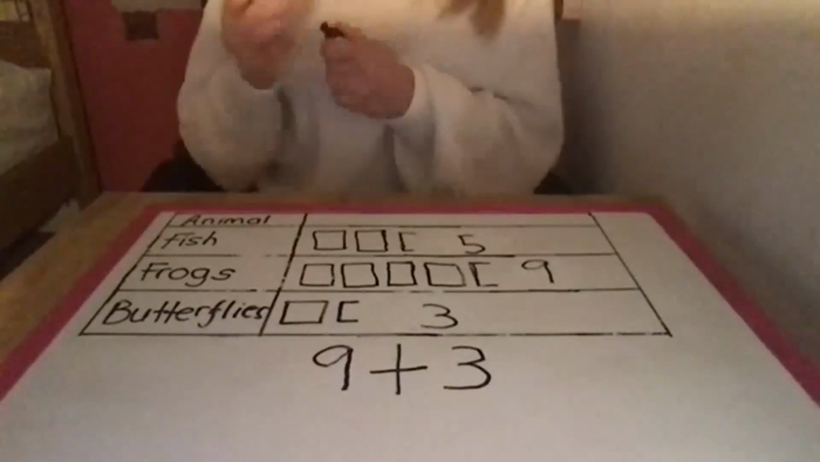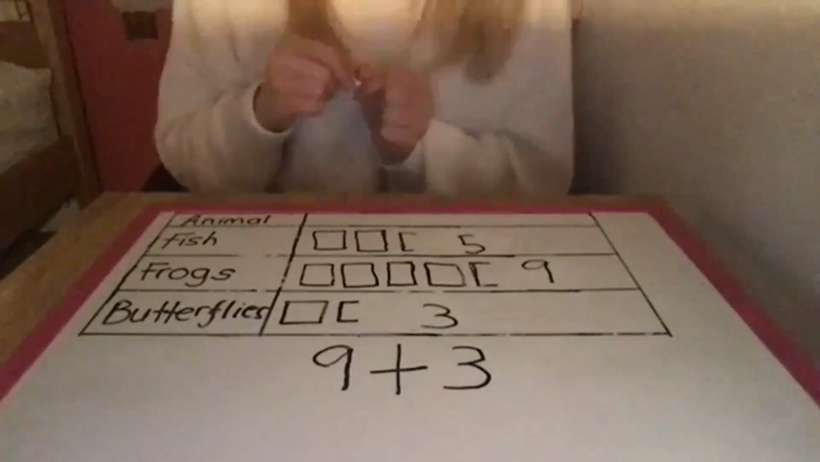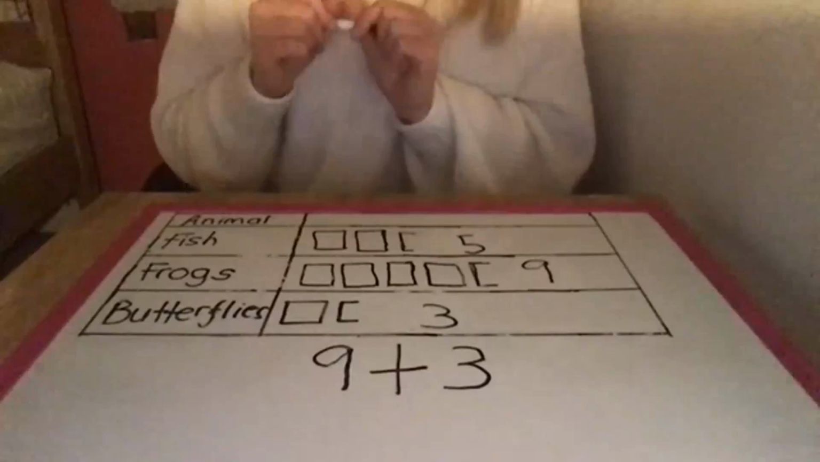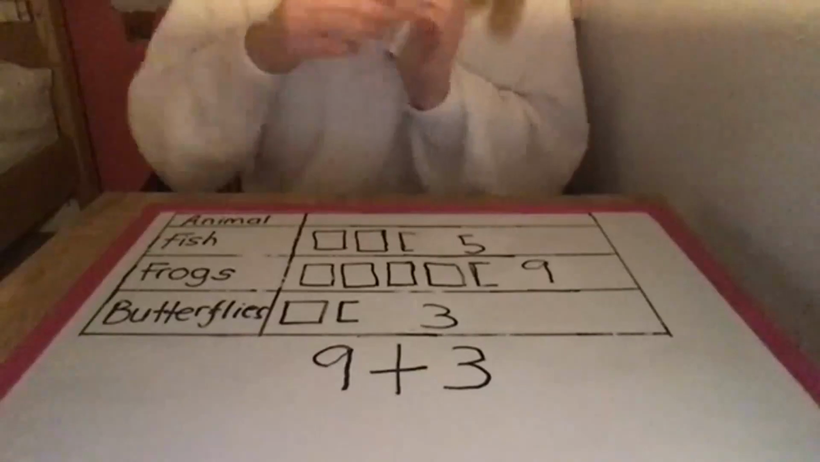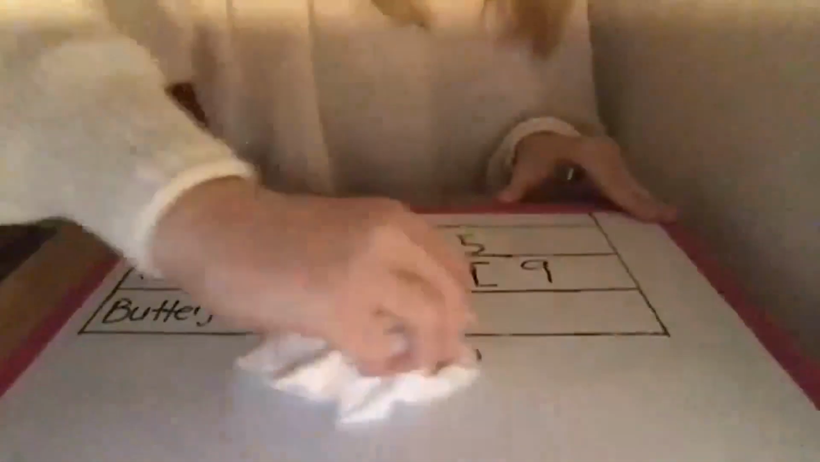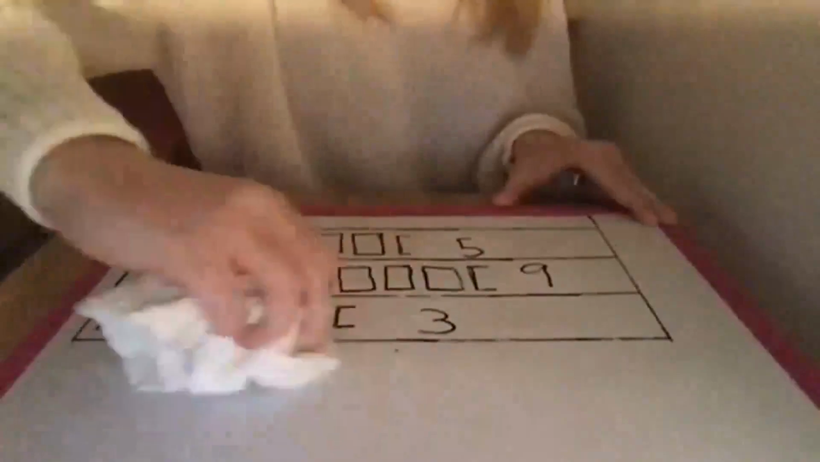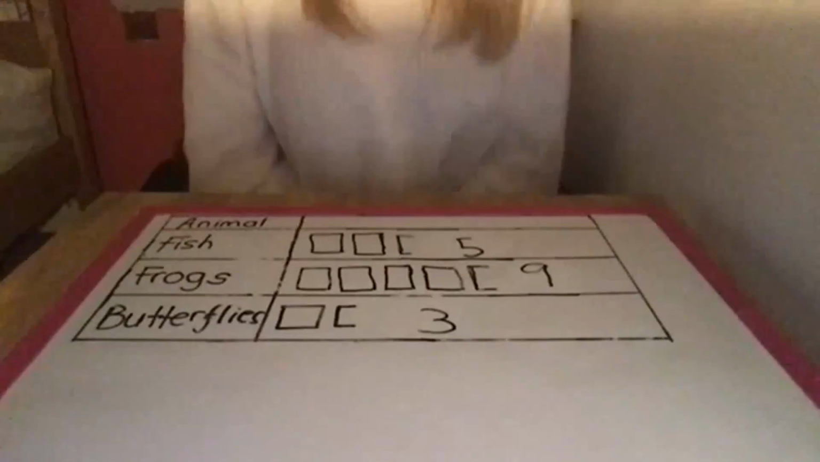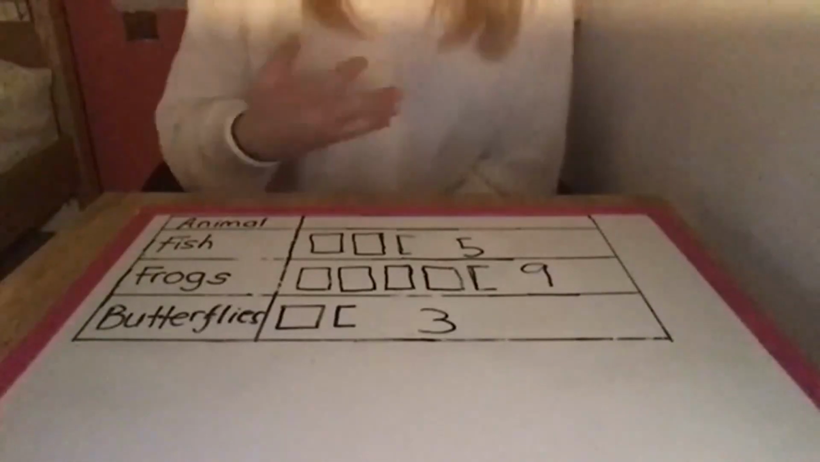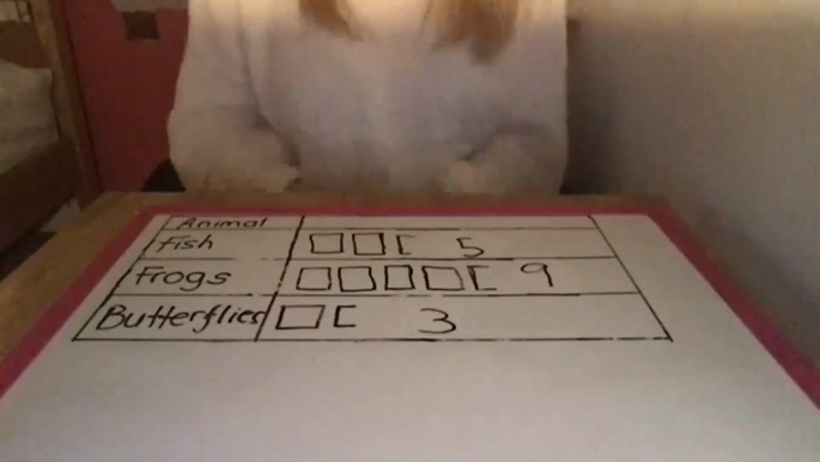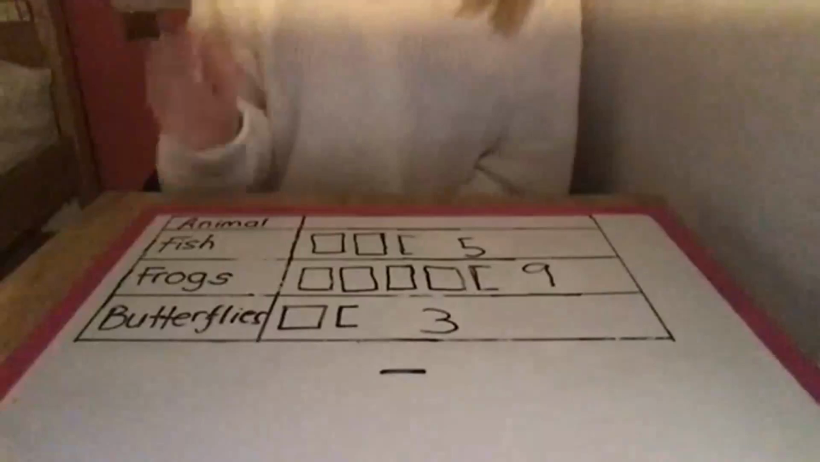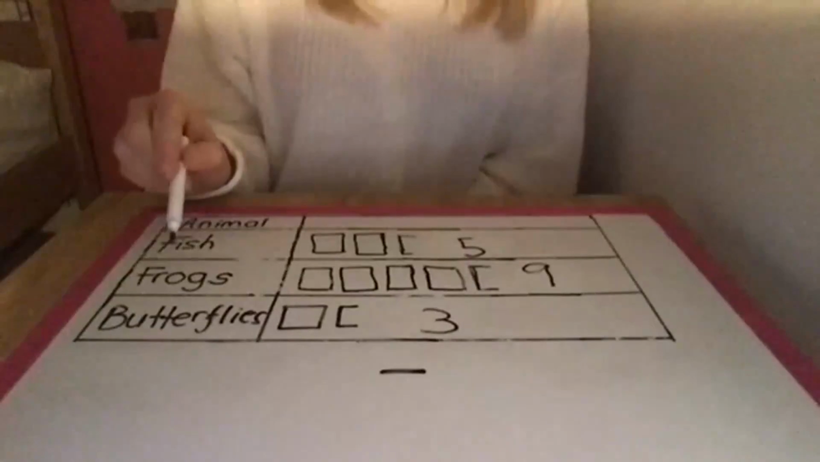Fantastic. Okay, I think I need to make my question even harder because you're too good at this. I would like to know how many more frogs he saw than fish. So we are going to be finding the difference between the number of frogs he saw and the number of fish he saw. Now remember, when we looked at interpreting pictograms last week, when we found the difference, we did a subtraction, didn't we? So we're going to be doing a subtraction again because we're finding the difference between the number of fish he saw and the number of frogs he saw.